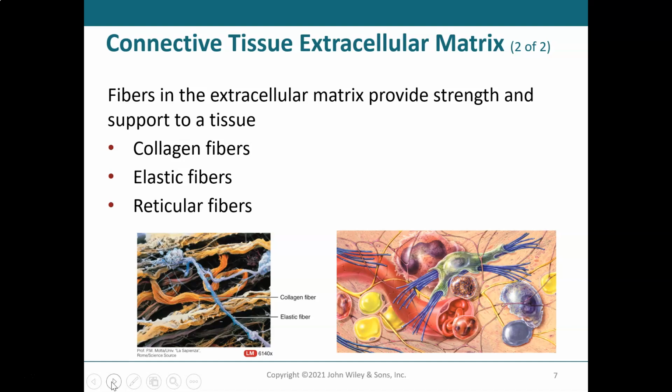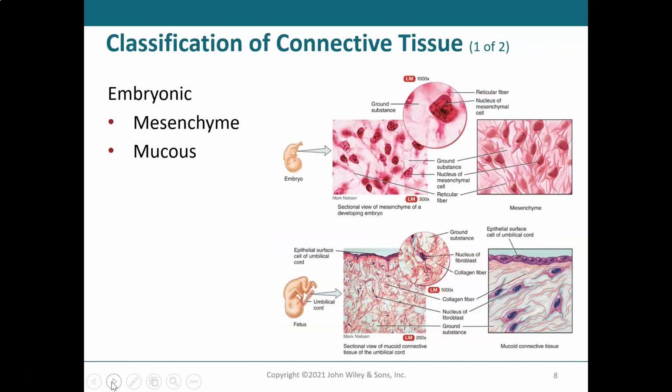Reticular fibers consist of collagen and glycoproteins, and they provide support in the walls of blood vessels, and they form a strong supporting network around different cells. Cells like fat cells, nerve fibers, also skeletal and smooth muscle.